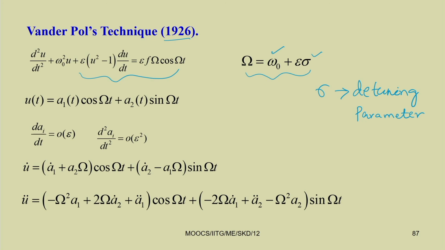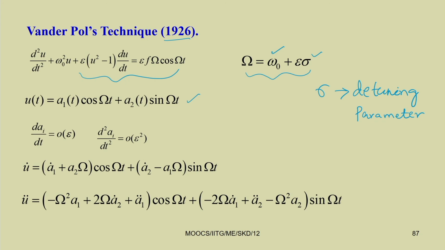So, by substituting epsilon equal to 0, we can write down the solution of u equal to a1 t cos omega t plus a2 t sin omega t. Either one can write it this way, or one can write this equal to a cos omega t plus phi also. So, the solution of this equation can be written u1 t equal to a1 cos omega t plus a2 t sin omega t. Here, as I already told you, a1 and a2 are slowly varying functions of time.